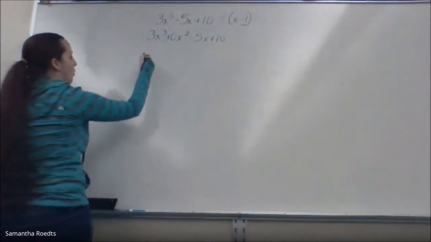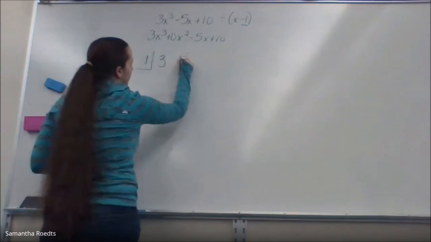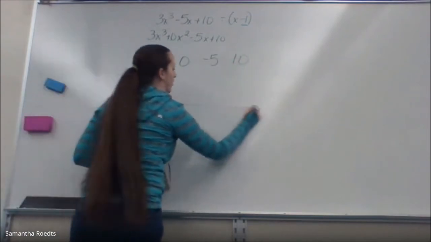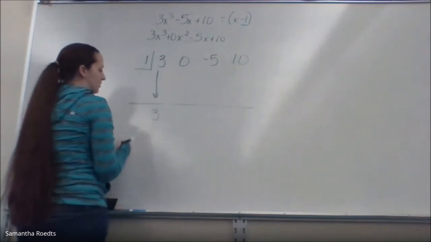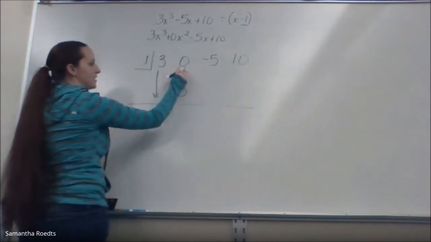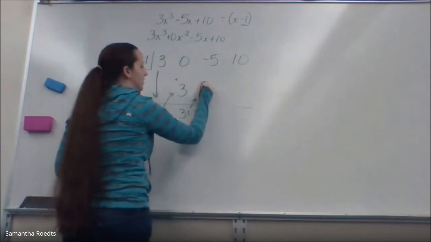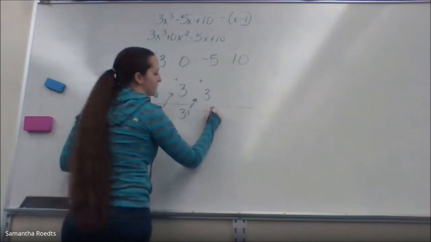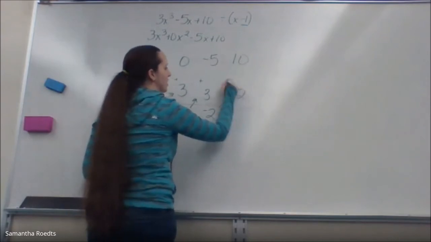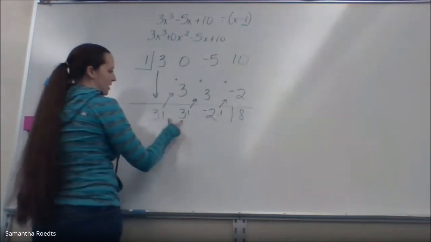So I have 1, that's what I'm dividing by, then 3, 0, negative 5. You want to make sure you include that minus sign. Then 10. Now I bring the 3 down, I multiply by 1, and that answer goes here, so I have 3. I add 0 plus 3 is 3, times 1 gives me 3. Negative 5 plus 3 is negative 2, times 1, negative 2. I add 10 plus negative 2 is 8. That's my remainder. So my solution is 3, 3, negative 2, 8.